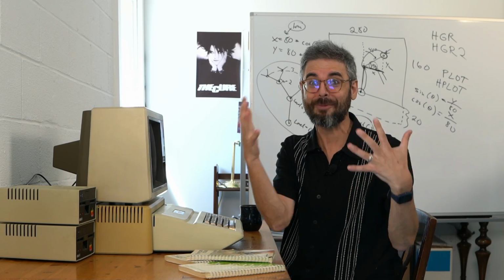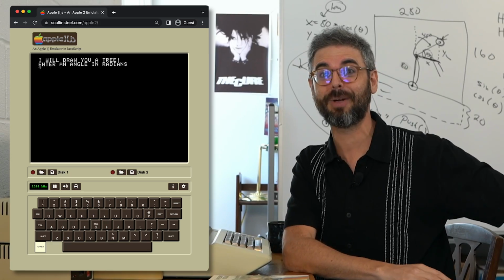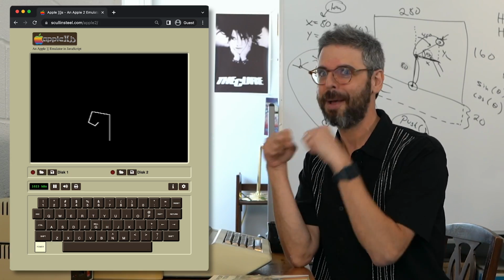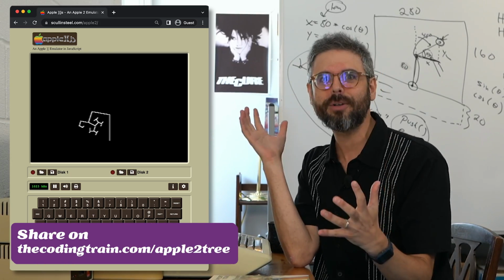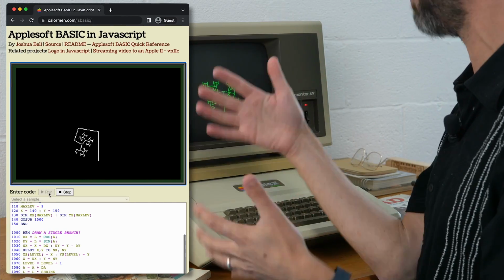I hope that you take what I've done, find one of the emulators. I'll link to them in this video's description. Try running this code, make it your own. How can you alter the tree? Can you try color? And one advantage you'll have is it'll probably run quite a bit faster than here.